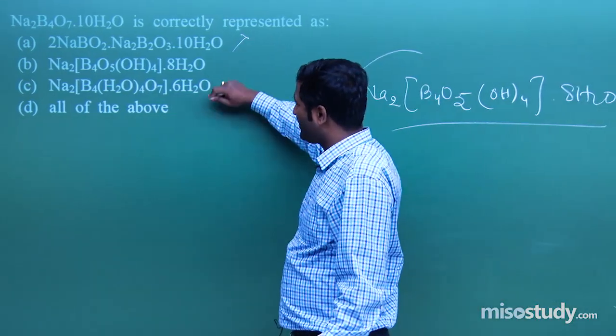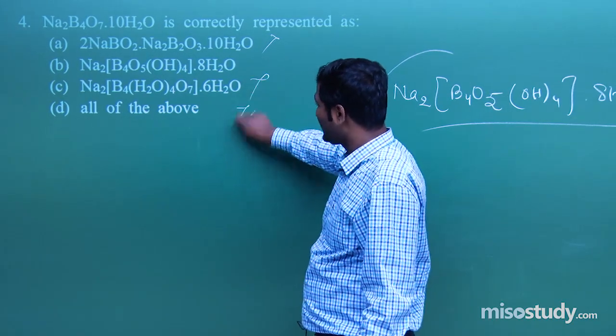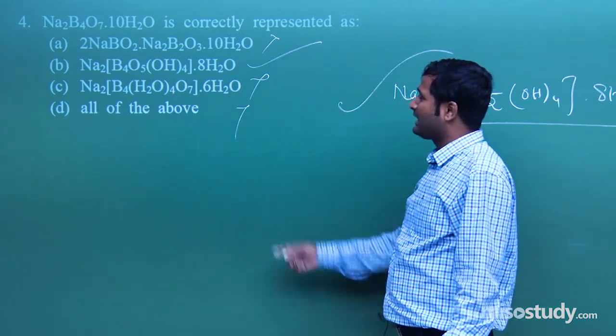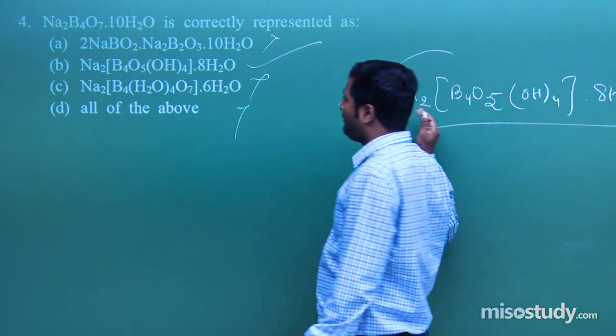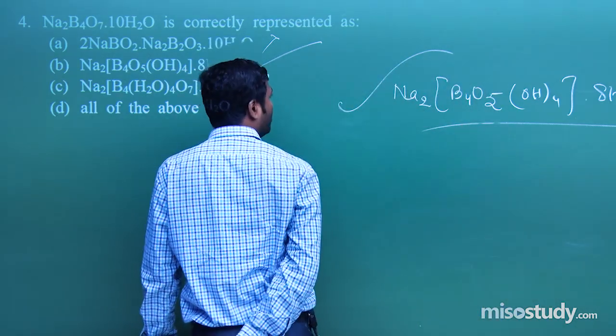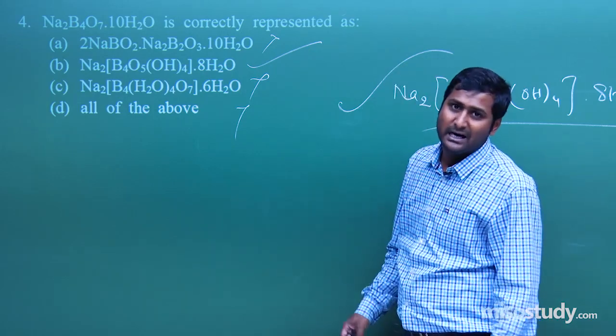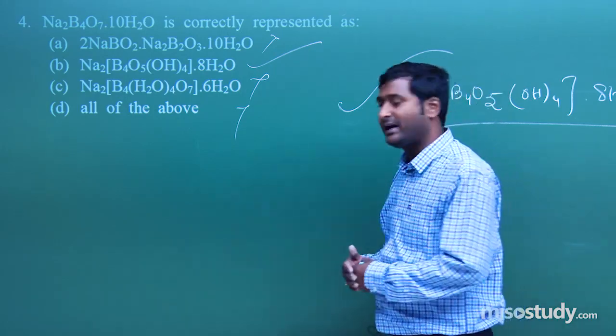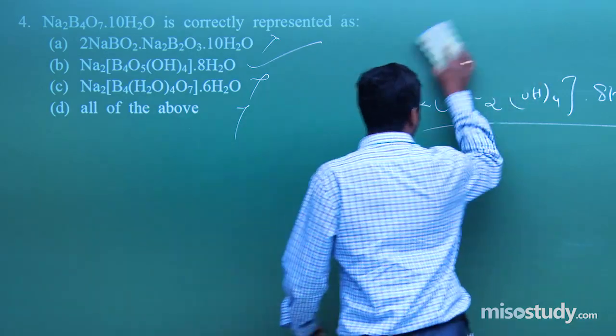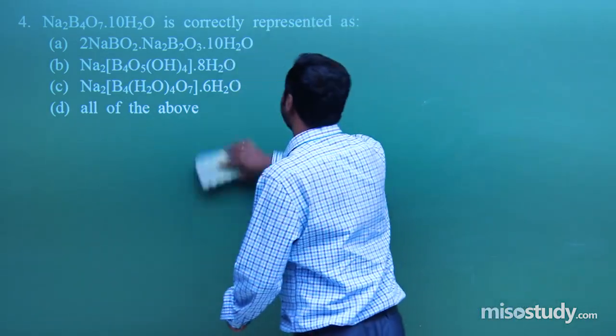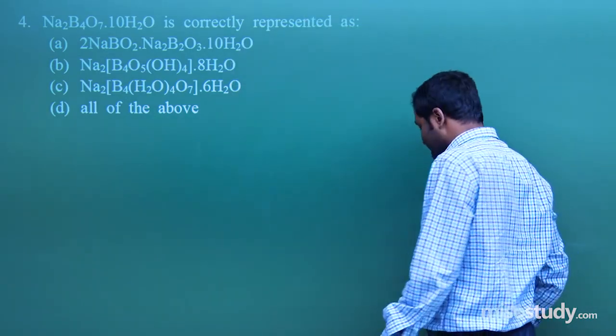Which one? This one is not a correct option, this one is not correct, this one is not correct, this one is the correct option: Na2B4O5(OH)4 into 8H2O. So for this, B is the correct option. Clear, friend? Now I'm going to rub this part and let's move to the next part of the question.